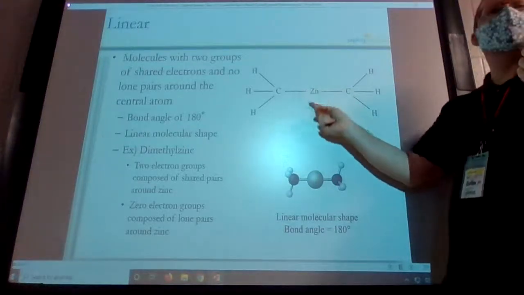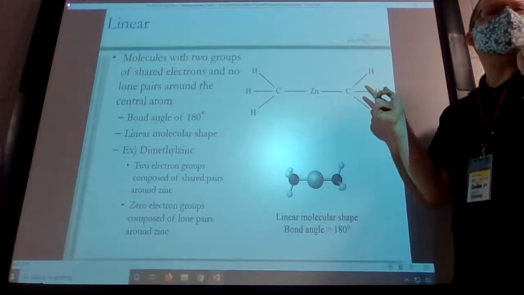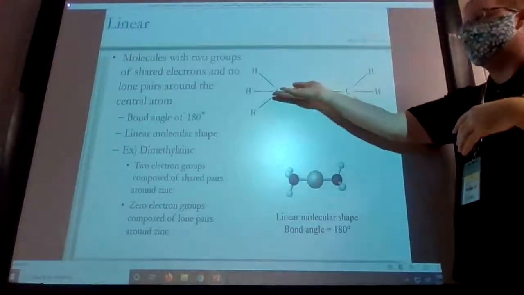Are there any extra electrons around the outside? No, they don't show you any other dots. And so there's nothing that's going to push this down or up. It's just going to stay nice and flat.